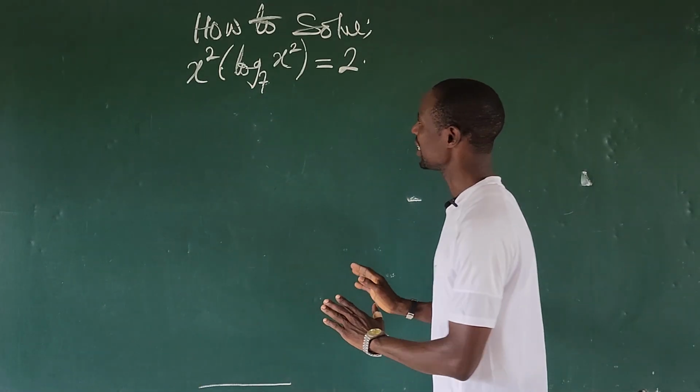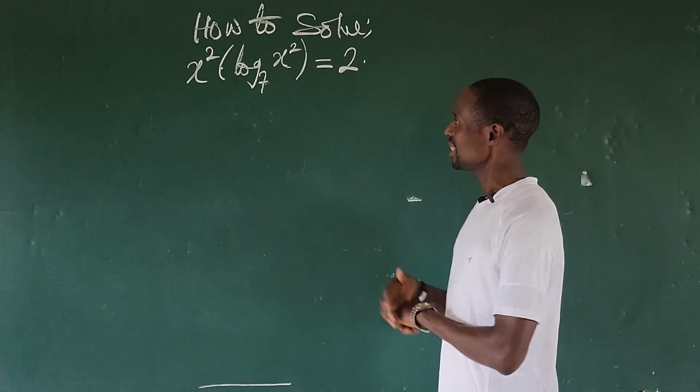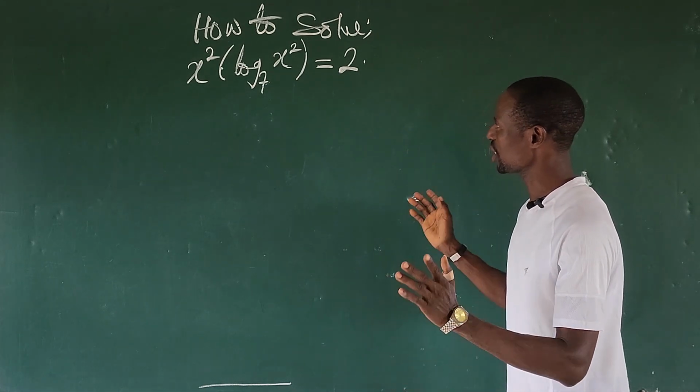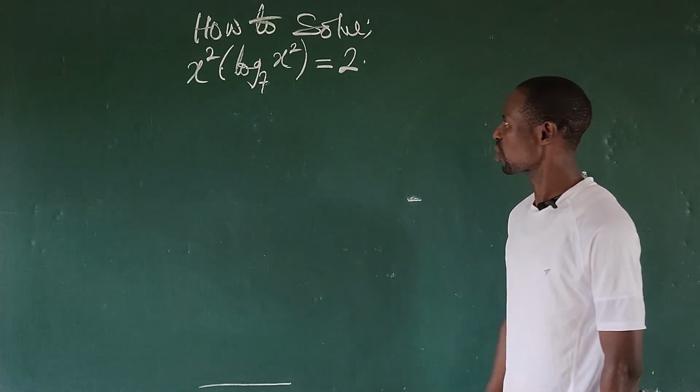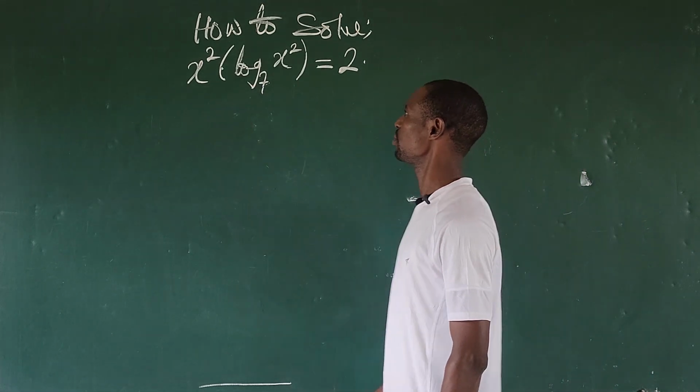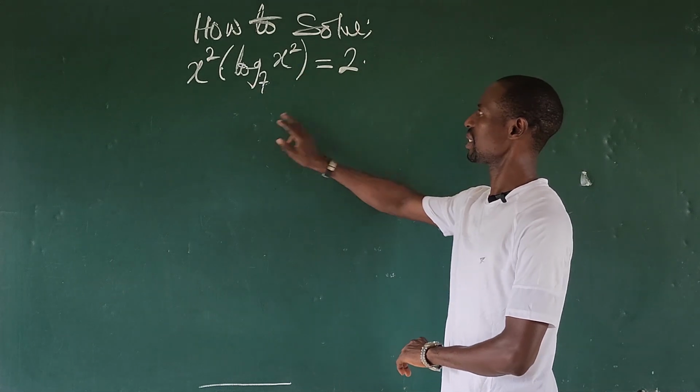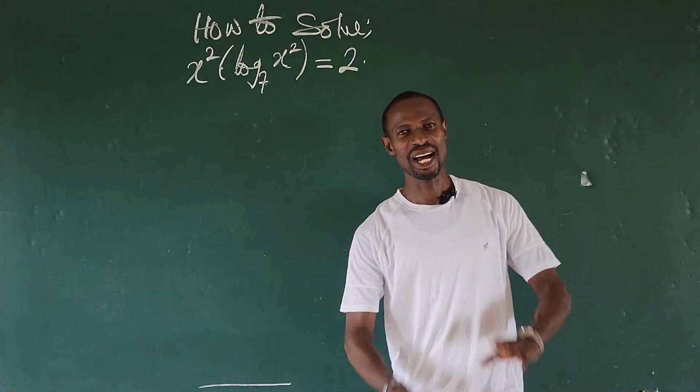Today we have this nice logarithm equation before us. It's an Olympiad question. How do we solve this? The first one is how to solve x to the power of 2 times log x to the power of 2 base 7 equals 2. So how do we solve this?